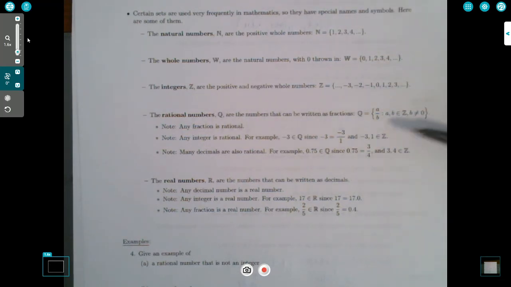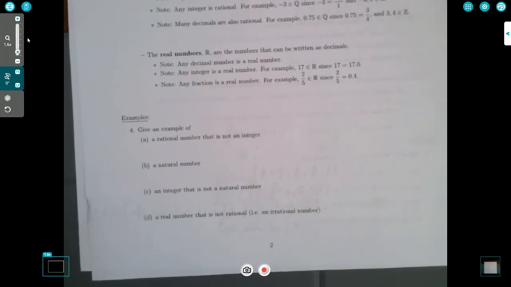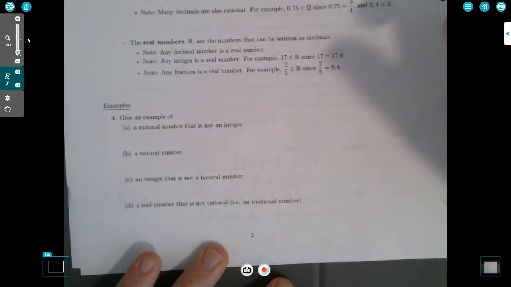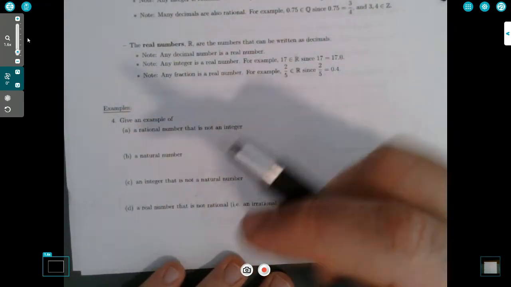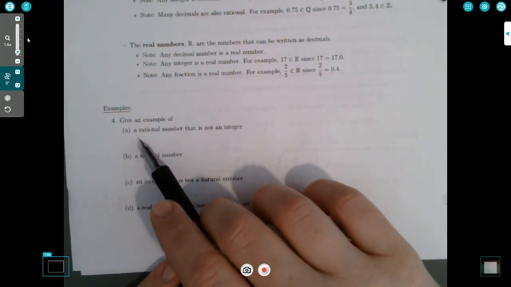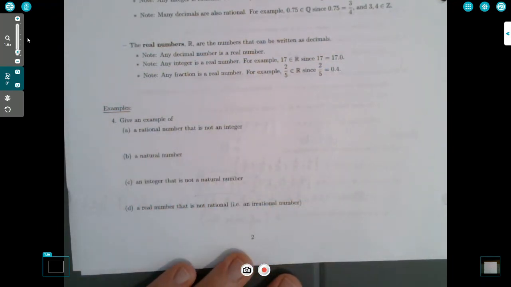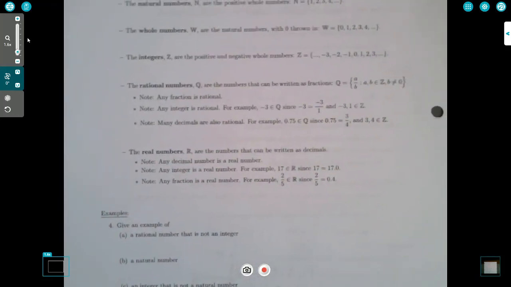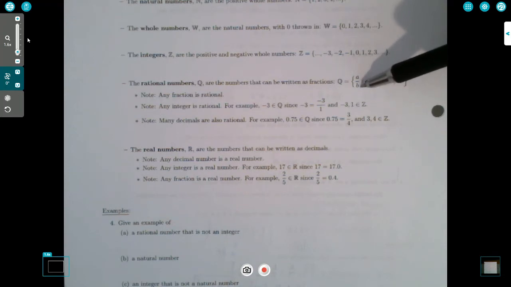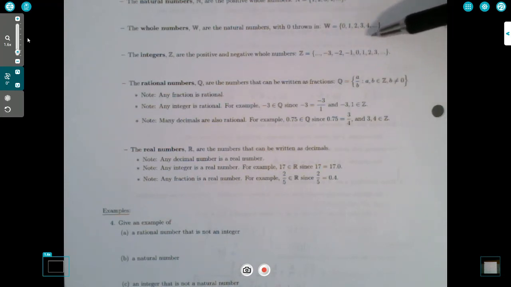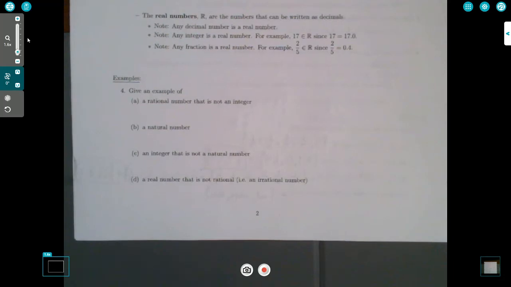So not all real numbers are rational. Not all rational numbers are integers. Not all integers are whole numbers, and not all whole numbers are natural numbers. So to help you wrap your brain around that, here's an example, right? So let's see if we can give an example of each of the following. Let's give an example of a rational number that's not an integer. Okay? A rational number that's not an integer. So we need a fraction that's not a whole number, right? Lots of examples of that.